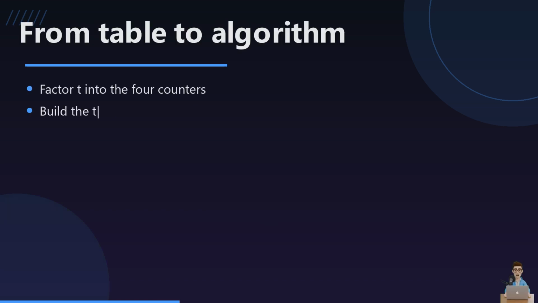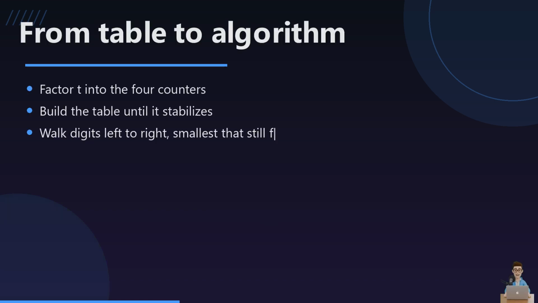Here's the plan in words before we touch code. First, factor t into our 4 counters: 2s, 3s, 5s, 7s. Second, build the reachability table up to n digits or until it stops growing, whichever comes first. Third, walk positions left to right and at each one try digits 1 through 9, smallest first, only keeping a digit if what's left can still finish the job. Fourth, if nothing ever finishes, the answer is impossible.